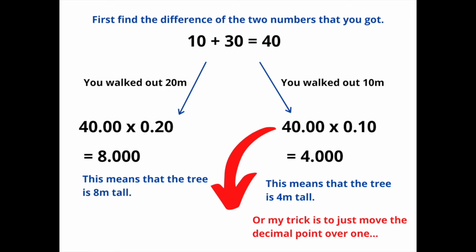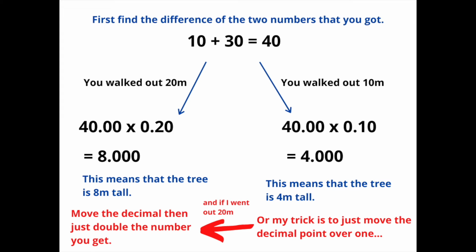But my little trick for this, if you go out 10 meters, is to take the difference number that you have and move the decimal over to the left one. So if you have a difference of 40, that would give you 4. And this still works if you went out 20 meters to measure the tree, in which case you would take that difference number, move the decimal over to the left one, so in this case that would be 4, and then double it because you went out 20 meters and not 10.